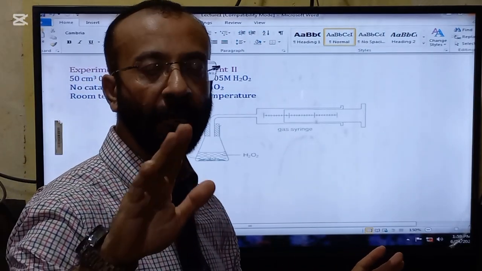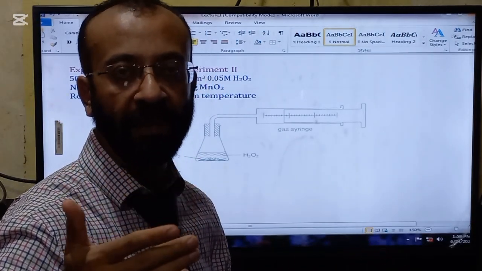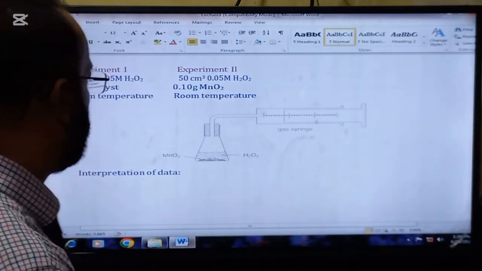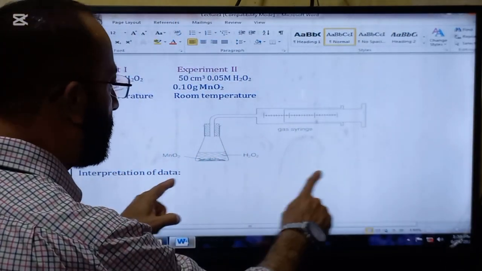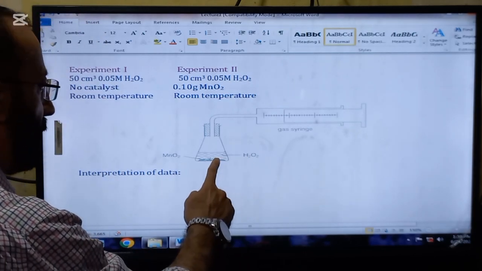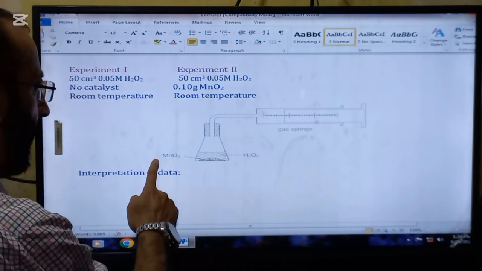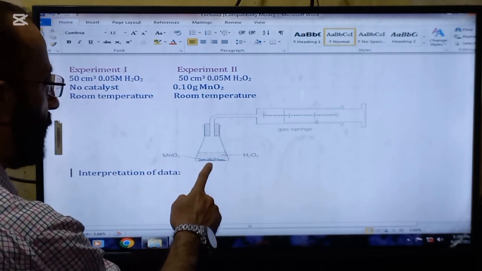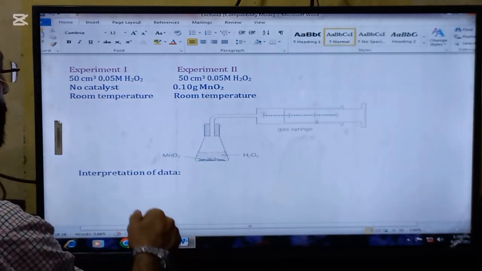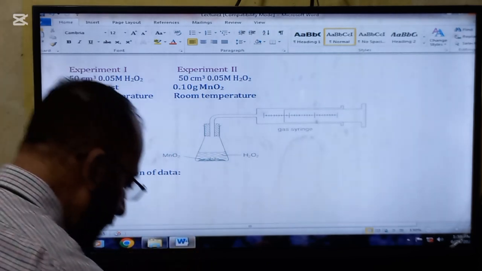So it means now we are going to observe the effect of the catalyst on the rate of the speed of the reaction. So look now, this will be the setup in which H2O2 will be placed and some manganese oxide will be put into the beaker. So, interpretation of the data.